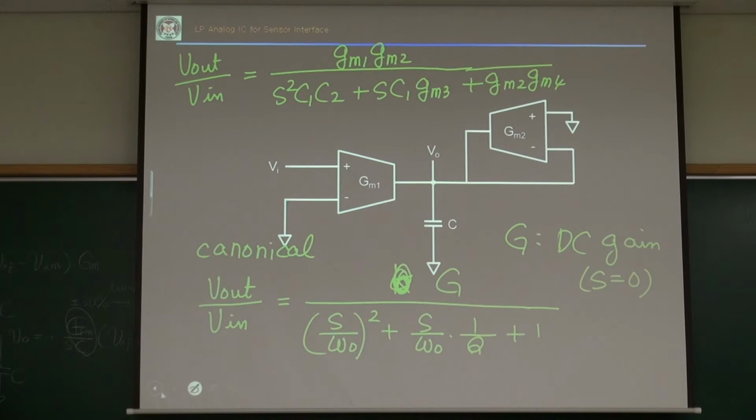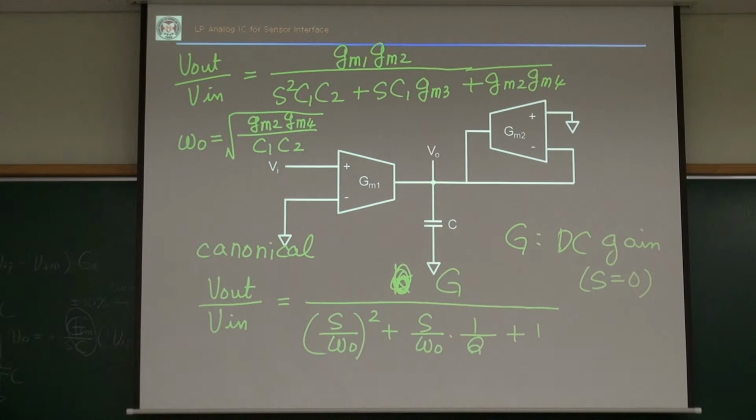Looks okay, right? Okay. So then see what's omega 0? Omega 0 will be GM2 GM4 divided by C1 C2, right? Something like that. Okay, that's my omega 0.